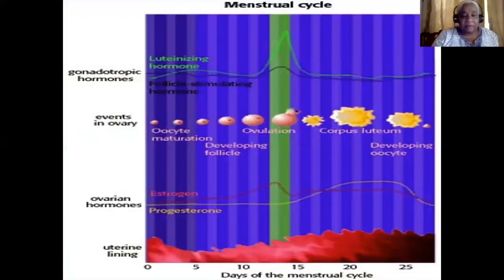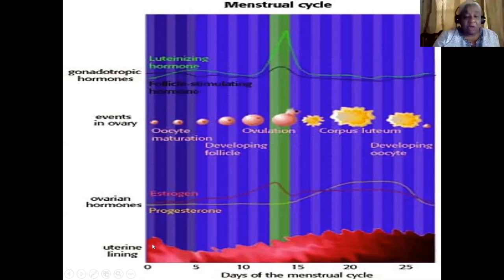This is a more detailed drawing of the menstrual cycle, which we're going to talk about again. But let's start at the top where it says gonadotropic hormones. Gonadotropic means hormones that are going to affect your gonads, the sex organs, the ovaries and the testes. So you have luteinizing hormone and follicle stimulating hormone, LH and FSH.